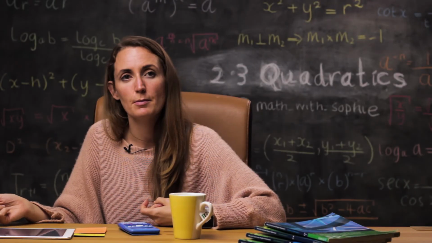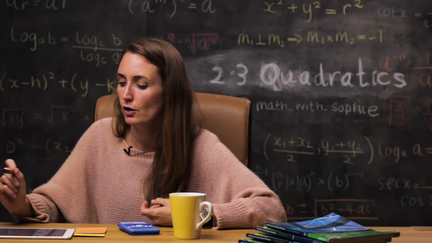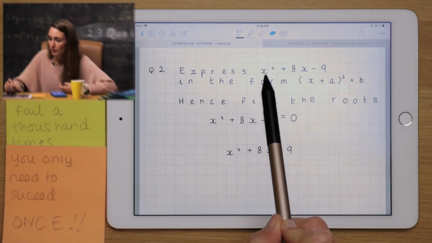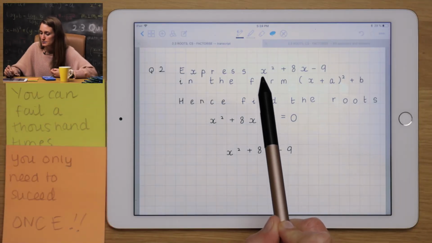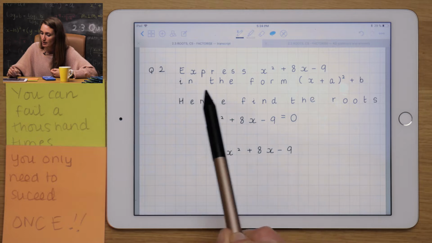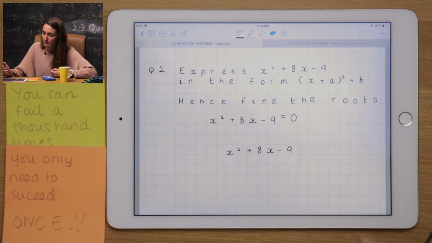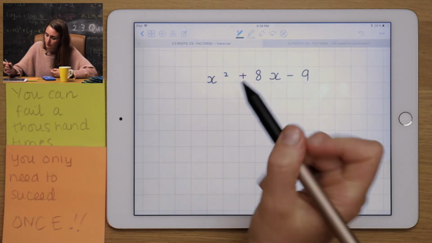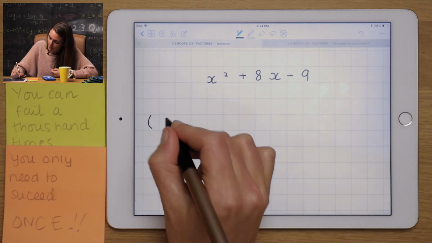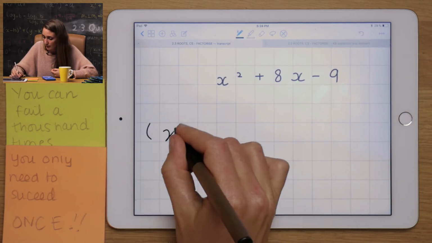Let's do another example of completing the square, and this time we're going to go a little bit faster. Express x squared plus 8x minus 9 in the form that we recognize, and find the roots. So I'm going to open up my brackets.